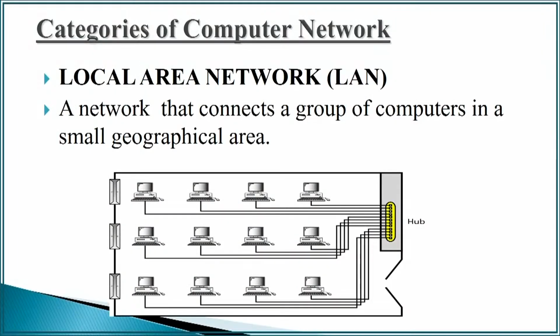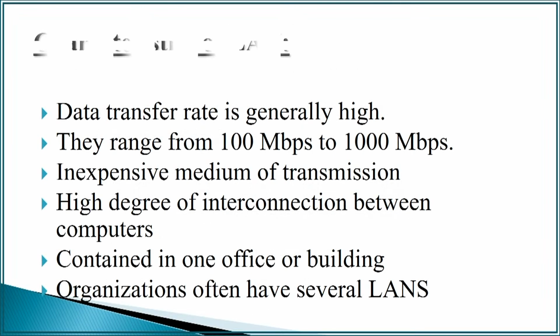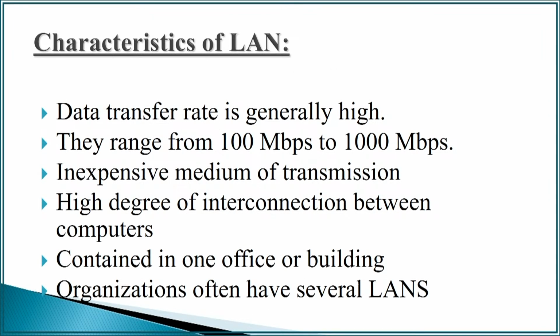A local area network is a network that connects a group of computers in a small geographical area. Characteristics of a LAN: data transfer rate is generally high. They range from 100 Mbps to 1000 Mbps, with an inexpensive medium of transmission, a high degree of interconnection between computers, contained in one office or building. Organizations often have several LANs.